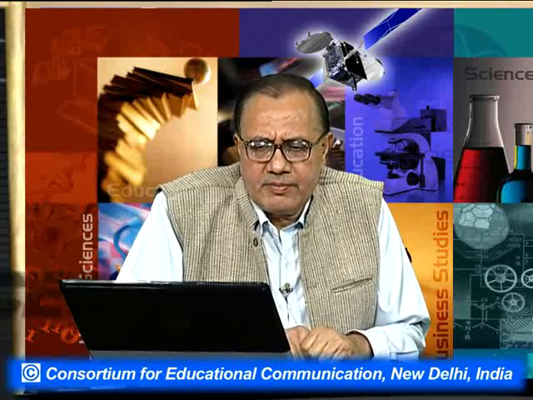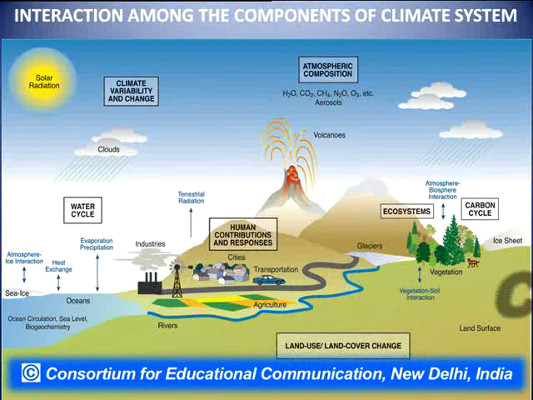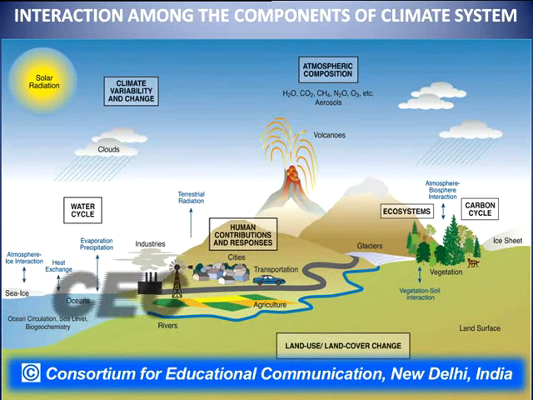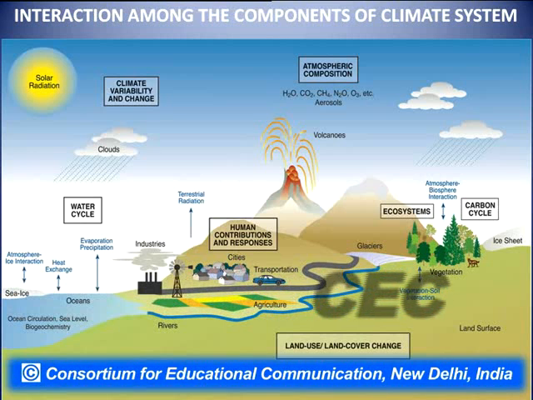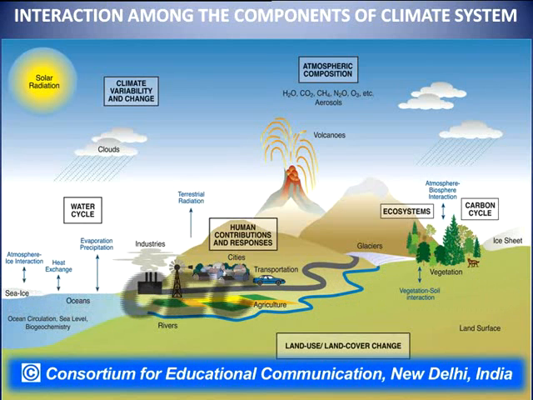I would like to also, through this diagram, explain the interaction among the different components of the climate system. You can see here the water cycle, then the human factors, driving factors, different types of industry, transportation, rapid urbanization. All of this influences our climatic system.